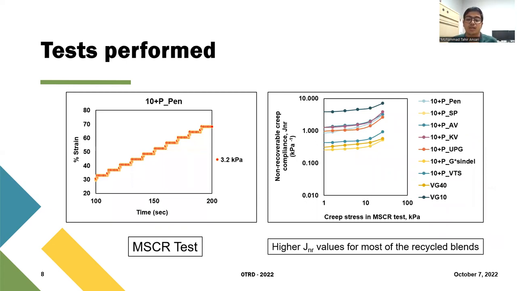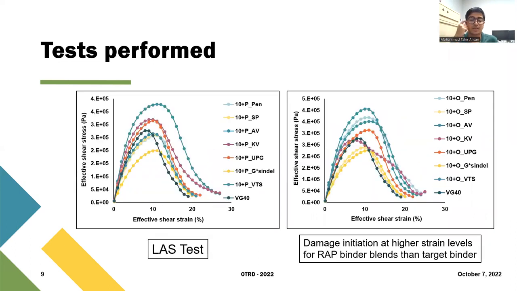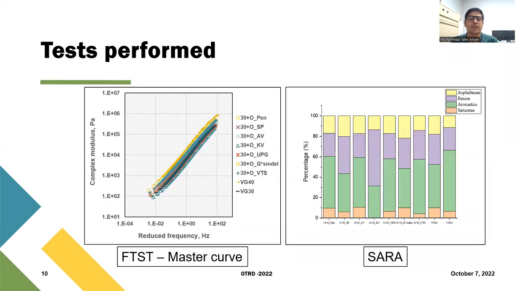From the MSCR test, it was generally observed that most of the binder blends were softer than the target binder, and higher GNR values were obtained. From the LAS test, similar results were obtained, and the blends were showing damage initiation at the highest strain levels when compared to the target binder. A similar result was obtained from the complex modulus master curve as well.